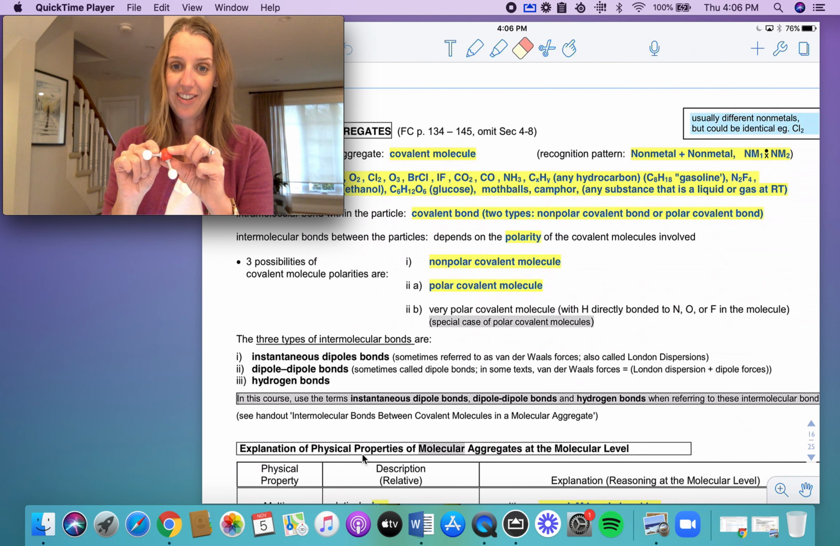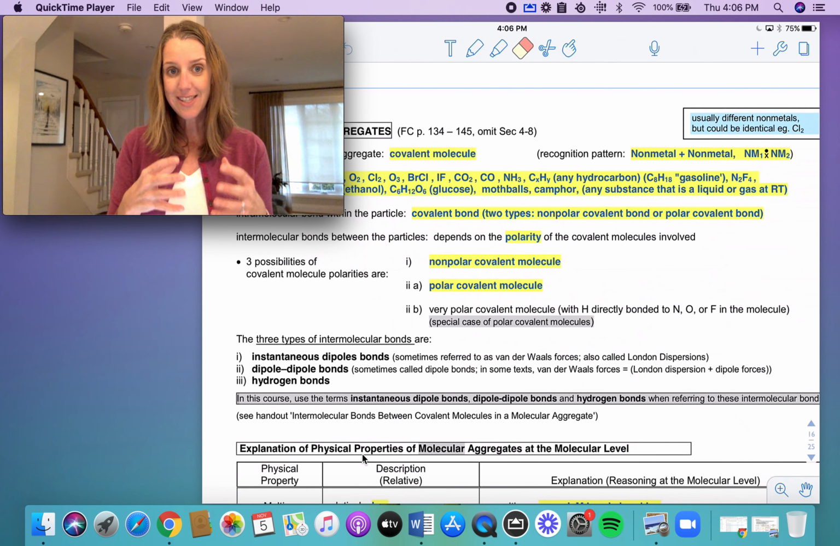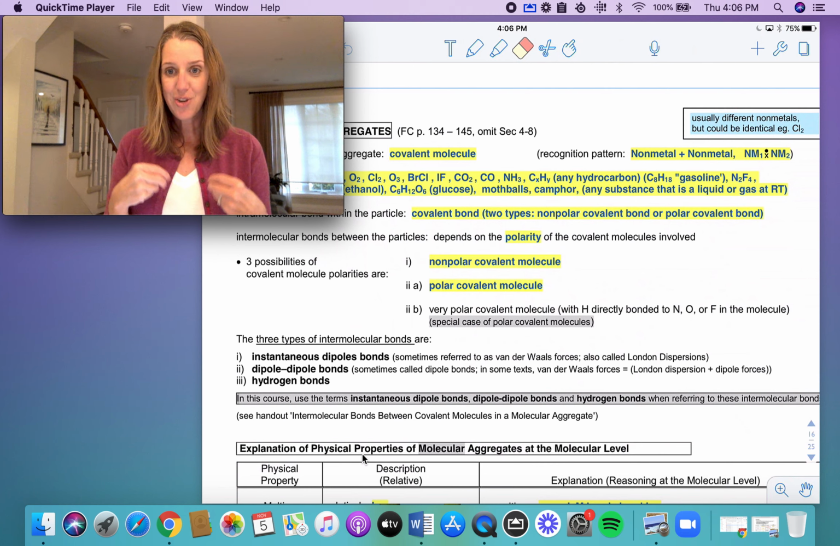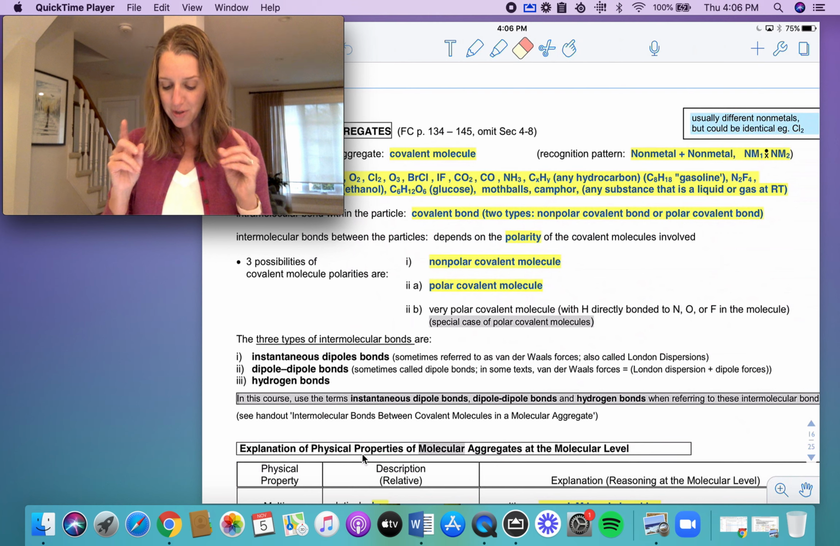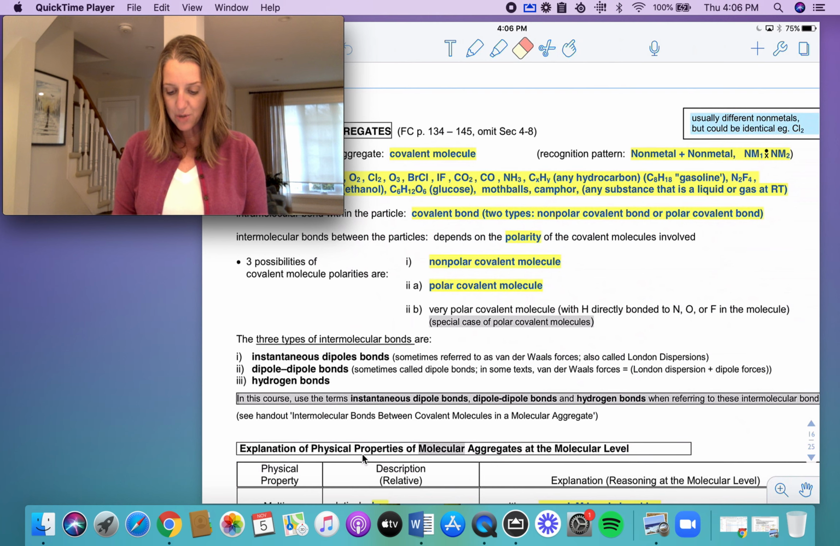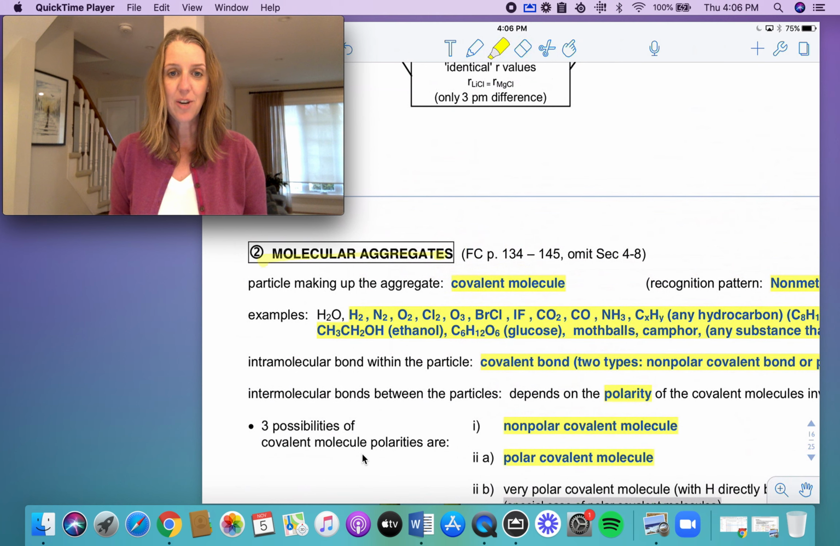We start talking about, yes, there's a generalization between this type of molecule, but guess what? There's a few more specifics, okay? So that's where we're headed. So of course we know that this is our big category, our molecular aggregates.